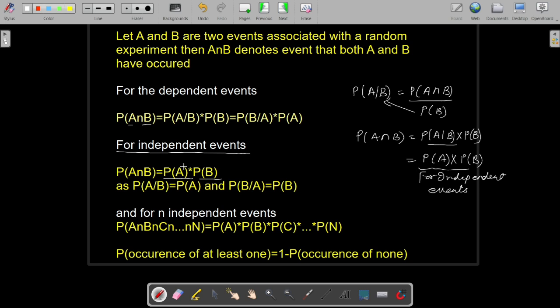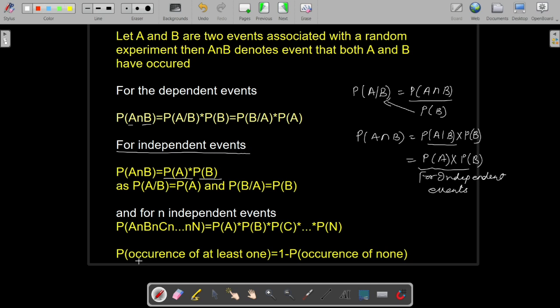And this result can be generalized to n events. So for n independent events, probability of occurrence of all n events is equal to probability of A multiply probability of B multiply probability of C, and so on to probability of n. That means you have to find the product of probabilities of all the respective events.